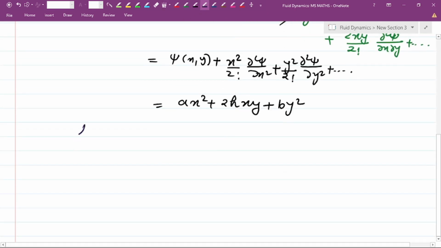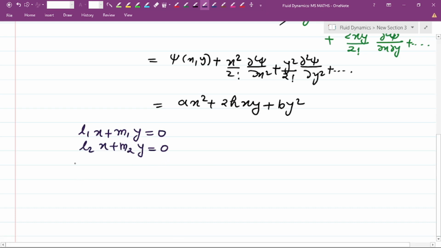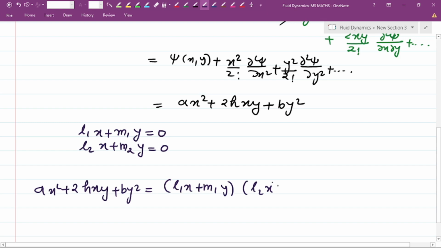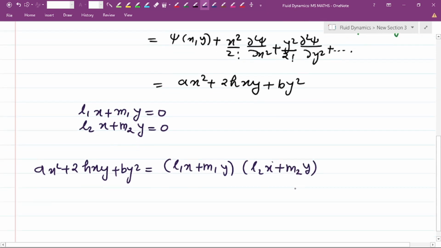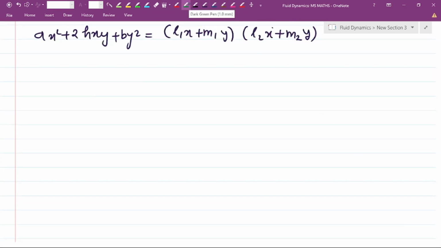Basically, the streamlines are L1 x plus m1 y equals 0 and L2 x plus m2 y equals 0. Then this curve is the multiplication of both lines. It means it can be written as ax square plus 2hxy plus by square equals L1x plus m1y into L2x plus m2y. Now if I find the angle between these two lines, it should be 90 degrees. Okay, I hope you are getting the point of what we are doing here.